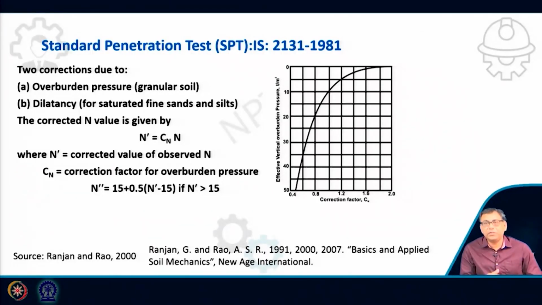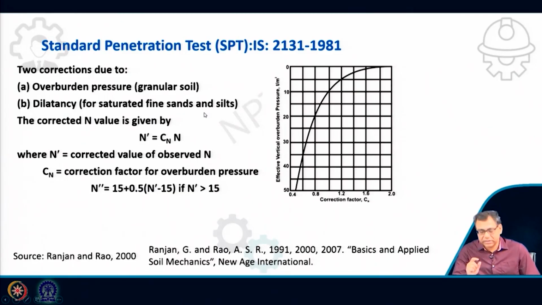Once we get the N value, then that raw N value, or the field measured N value, we have to apply different corrections. And why those corrections? I will discuss that. As per the IS code, IS 2131-1981, we have to apply two corrections. What are those corrections? First is the overburden pressure correction, and next is the dilatancy correction.